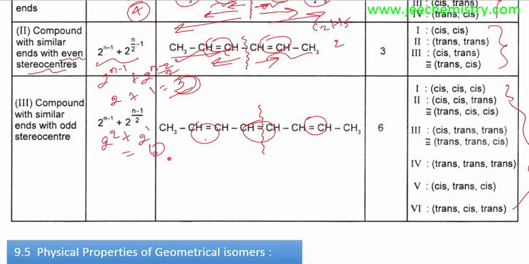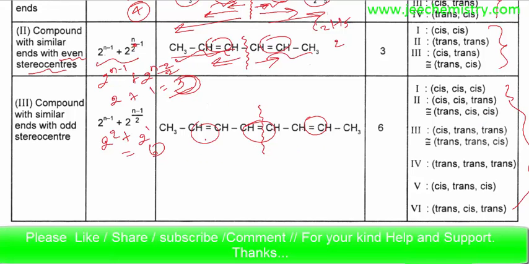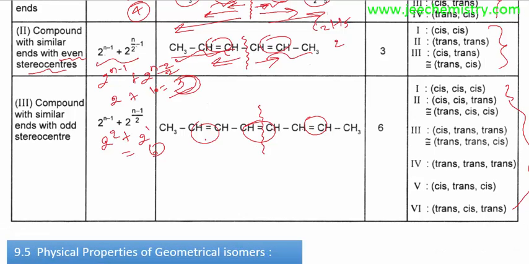In this way, the formula will be easy. You can remember it like this: 2 to the power n minus 1 plus 2 to the power n minus 2 by 2 for even, and 2 to the power n minus 1 plus 2 to the power n minus 1 by 2 for odd stereocenters. This will be easier to remember. So in this way, we can calculate the number of geometrical isomers.